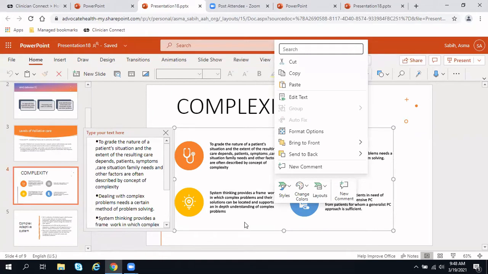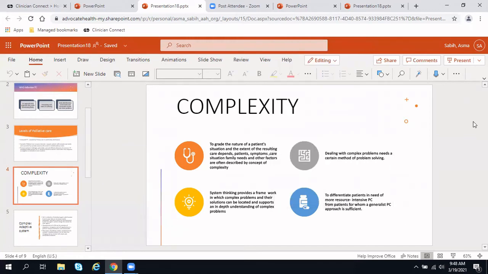Then we should have a baseline system in place to help with our patient care. Then there should be a kind of algorithm of problem solving with these complex patients, and then to differentiate which patient needs to go in which direction for their care needs.